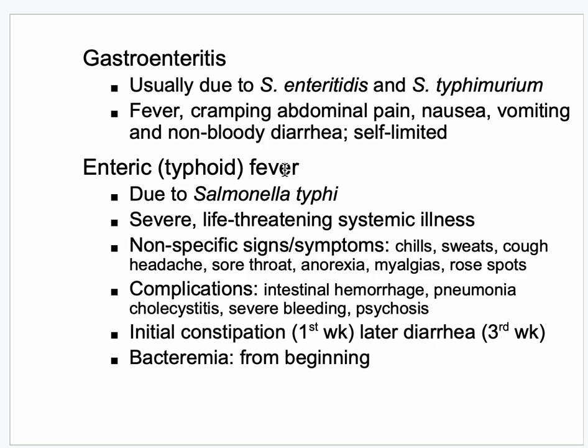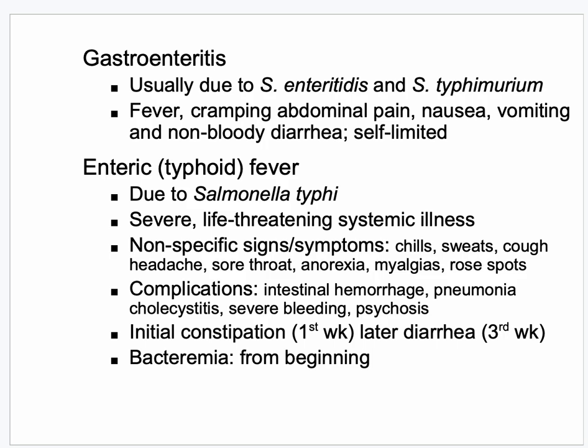So, you need to know your enteric typhoid fever. This is due to Salmonella typhi. This is a very severe, life-threatening systemic illness. Its symptoms are non-specific: chills, sweat, cough, headache, sore throat, anorexia, myalgia, rose spots. And its complications are intestinal hemorrhage, pneumonia, cholecystitis, severe bleeding, and psychosis.